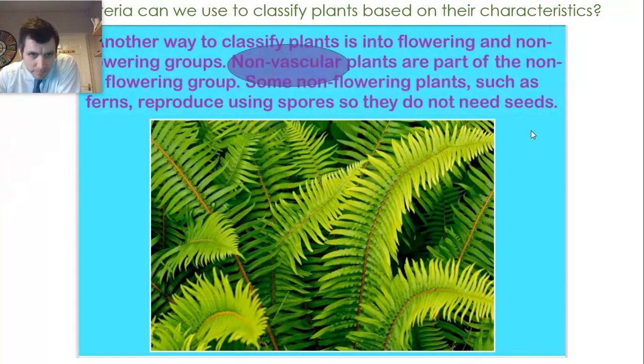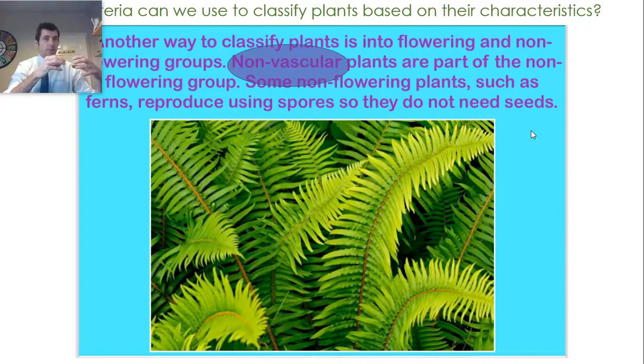Okay. Sometimes you can look at flowering or non-flowering plants. Non-vascular plants are all non-flowering, but some non-flowering plants, such as ferns, do reproduce using spores, so they don't need seeds. If you look at this fern, it is a vascular plant because it has those roots, but it's a non-flowering plant. So now, rather than just having vascular and non-vascular, we've also got the idea of flowering and non-flowering.